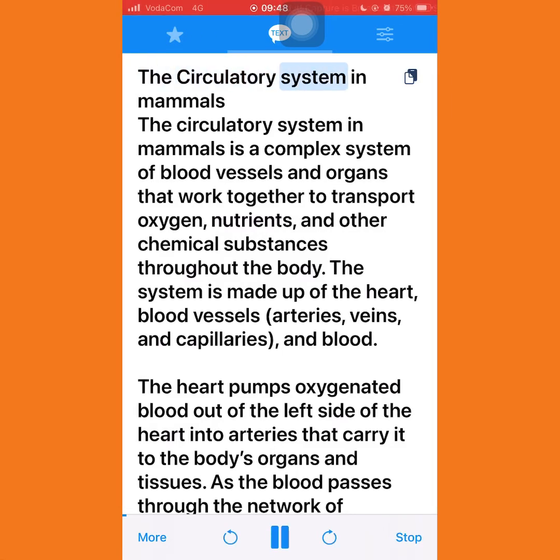The circulatory system in mammals. The circulatory system in mammals is a complex system of blood vessels and organs that work together to transport oxygen, nutrients, and other chemical substances throughout the body. The system is made up of the heart, blood vessels, arteries, veins, and capillaries, and blood.